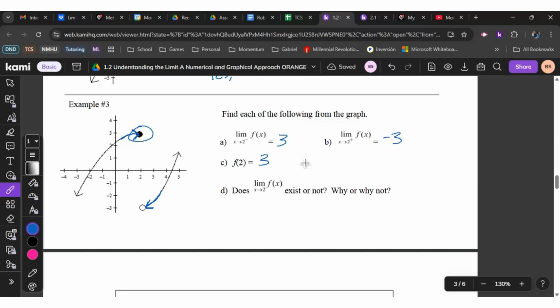Well, because this is filled in, this is not. This means don't include it. This means include it. Okay, that's the pre-calc. You guys gotta come see me later if you need more help with that one.